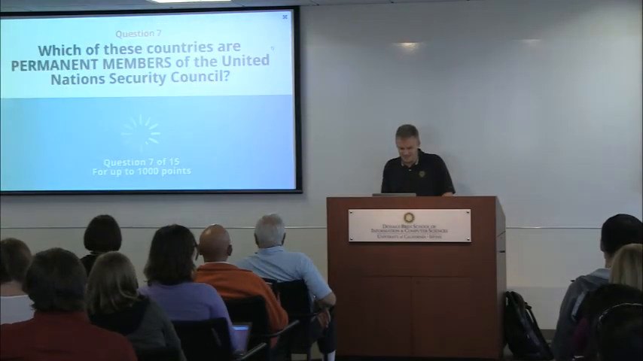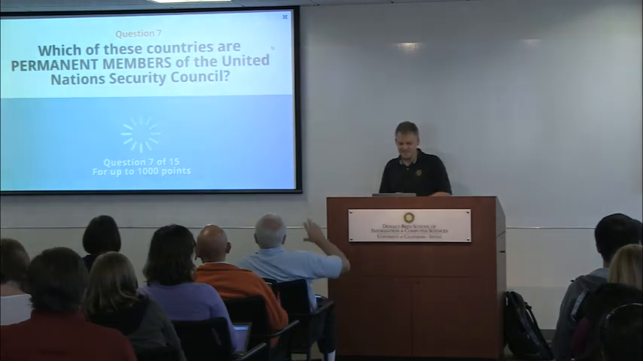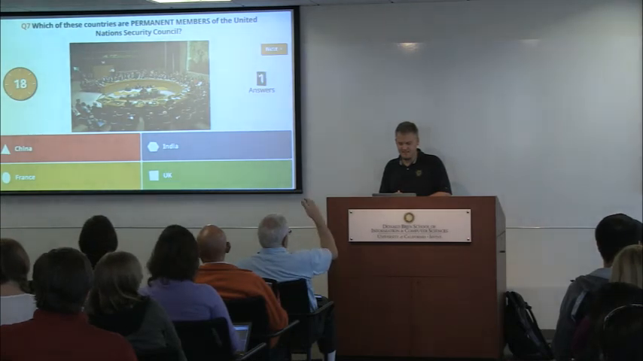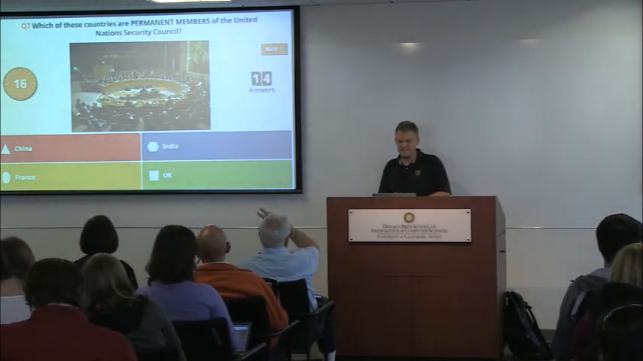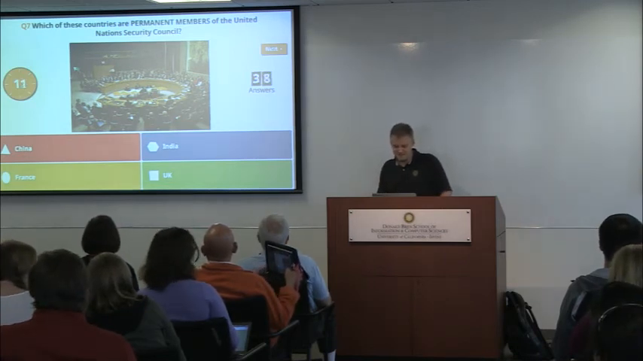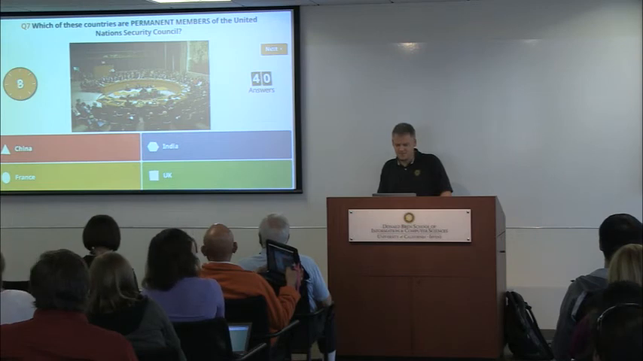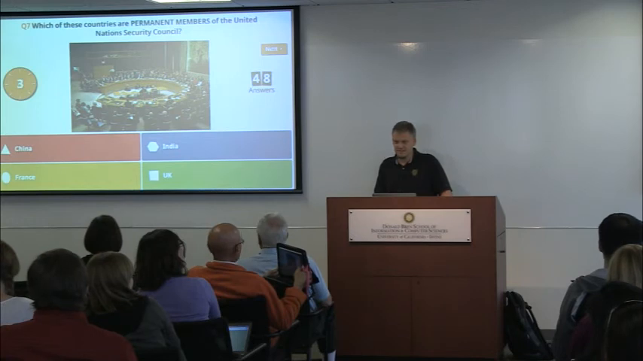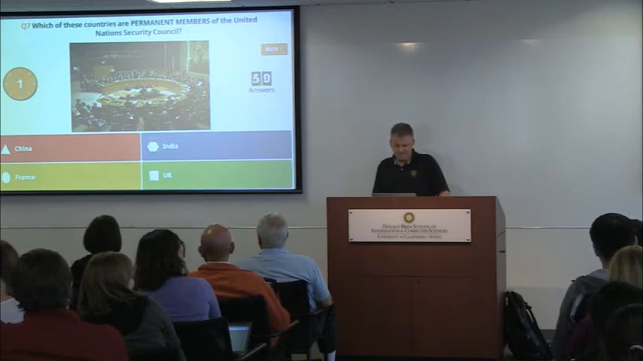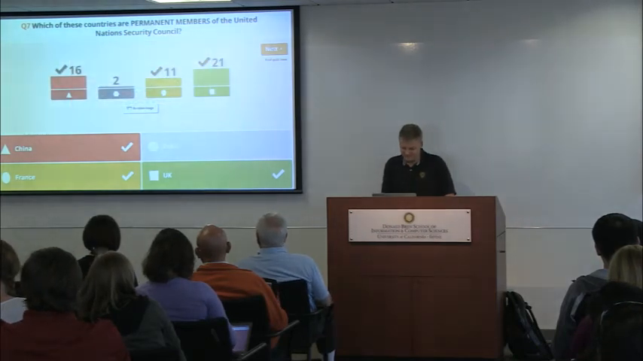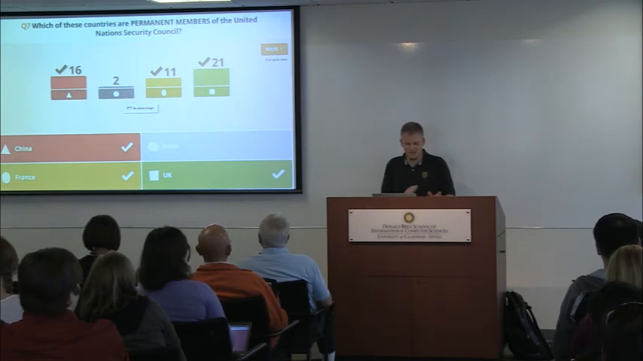Okay, next question. We have a question: how come these have odd numbers when whenever I enter I get some like 3,400, 4,600? How come these have these broken numbers? Yeah, it's the timing. Which of these countries are permanent members of the United Nations Security Council? All of them apart from India. Most of you got it right. So you don't have to have just one correct answer.